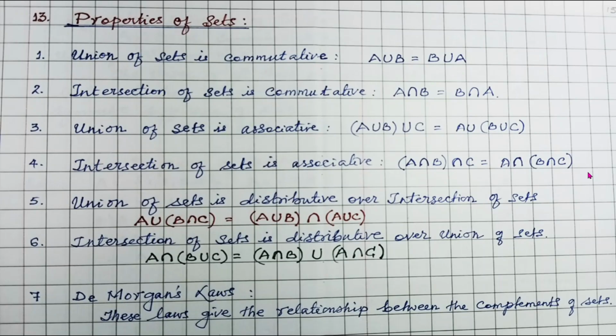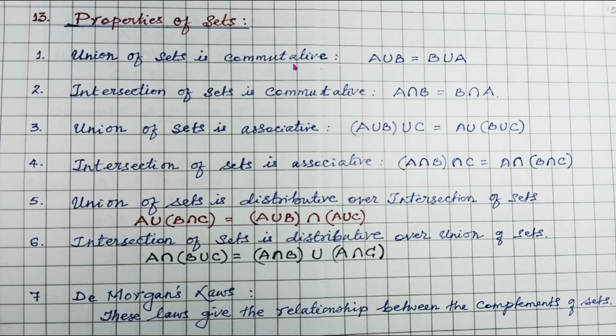Welcome to MRL. In this learning session, we'll be learning about the properties of sets, and this is the third part of learning of sets. In this, we'll be learning the properties. The various properties are: the union of sets is commutative. So let us understand this.